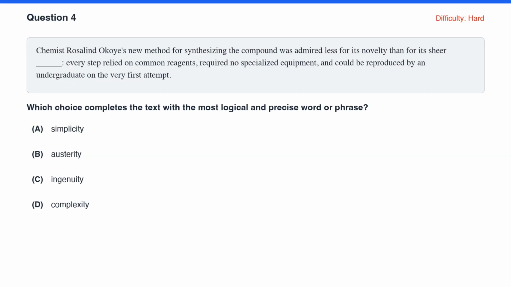Question 4. Here is where tone decides it. The colon is our signal, and it lists 3 clues: common reagents, no specialized equipment, and reproduced by an undergraduate on the very first attempt. All 3 say the method is easy and plain, and hold on to one word before the blank, admired. The tone is warm praise. Predict. The blank means how simple the method is.